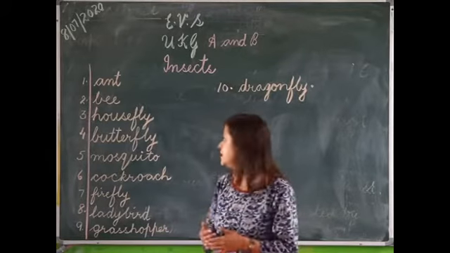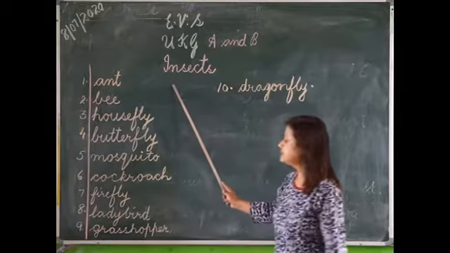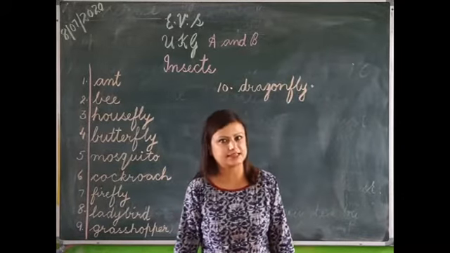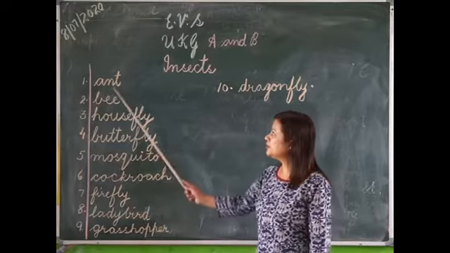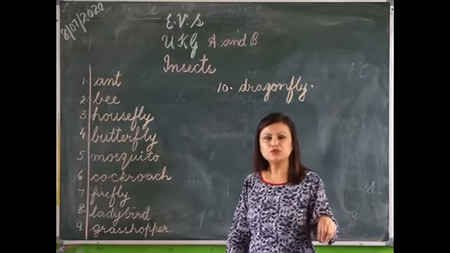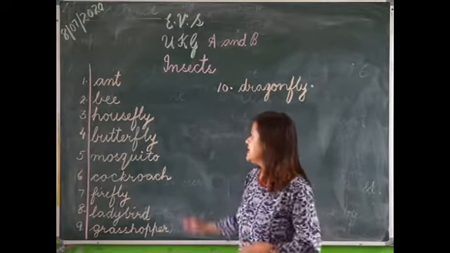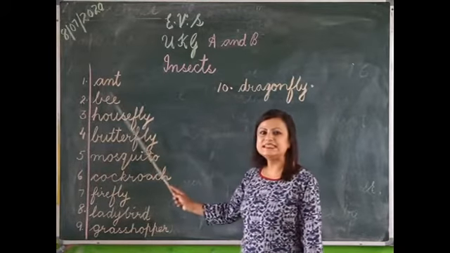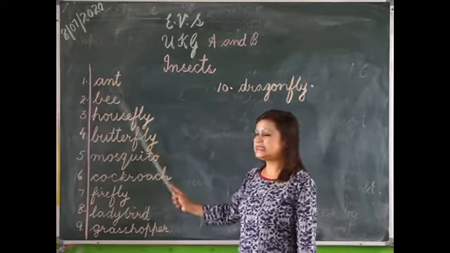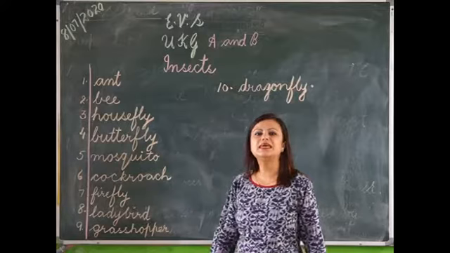Alright, so today I'm going to teach you about insects. We are going to learn the names of 10 insects. So, children, have you seen an ant? Ant which crawls everywhere on the wall, on the floor, isn't it? A-N-T, ant.